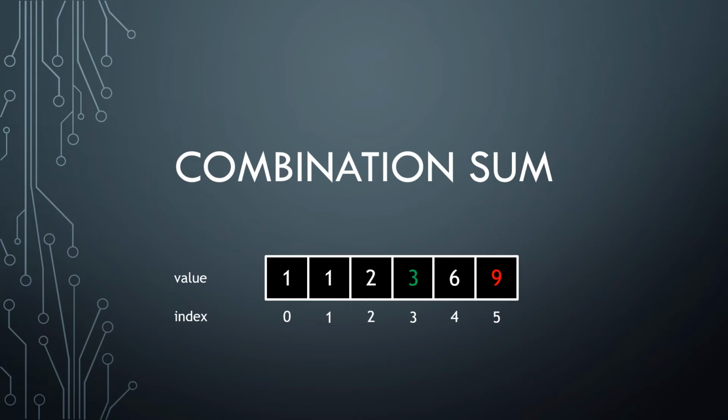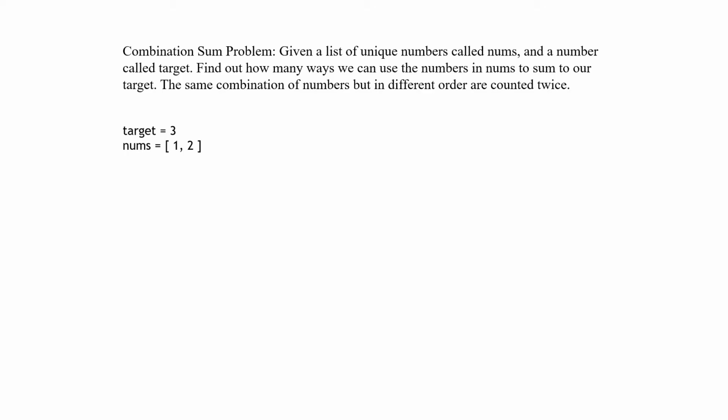Let's take a look at the combination sum problem. In this problem, we are given a list of positive unique numbers and a target number. Our goal is to find the number of ways we can use the numbers in the list to add up to our target number. An important detail is that the same combination of numbers, but in different order, are counted twice.